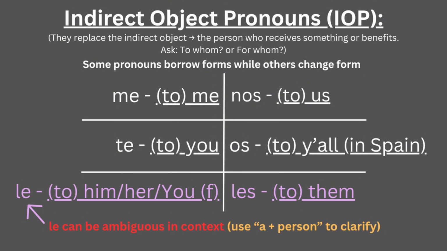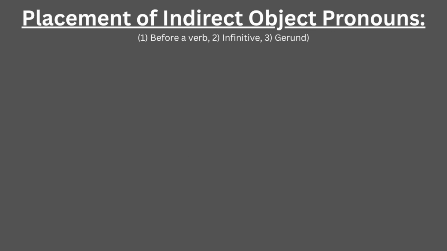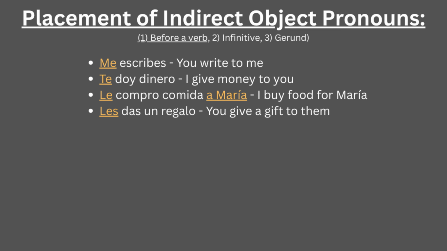So, this is what indirect object pronouns look like in Spanish, so let's see how to use them. The good thing is that placement rules are the same as before. The most common placement is before a conjugated verb, and we can see them in order in basic phrases. Me escribes. Te doy dinero. Le compro comida a María. Les das un regalo.